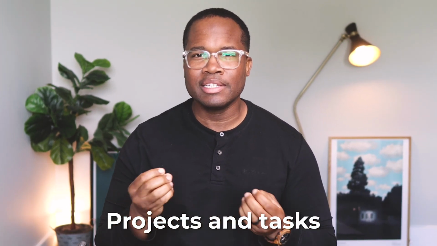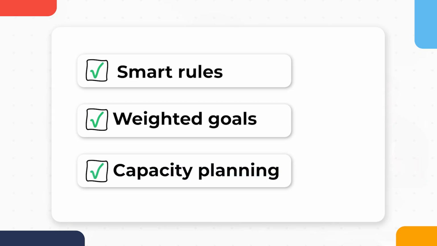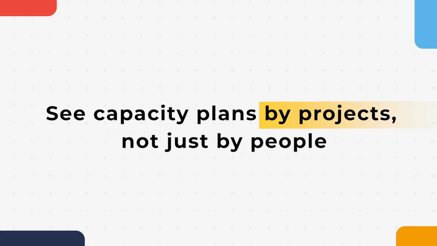Yes, we've had goals for a long time, but now we can actually assign weights to the different projects and tasks as sub-goals that make up our larger goals as well. And then the third one we're gonna be looking at is capacity planning, and not the feature itself, we've already talked about that, but now you're able to group your capacity plans and see them by projects, not just by the people. So let's get into it.